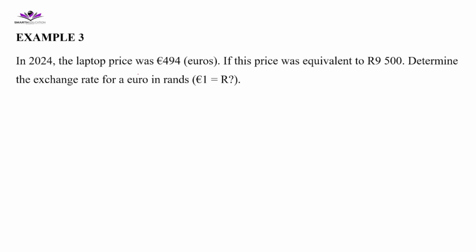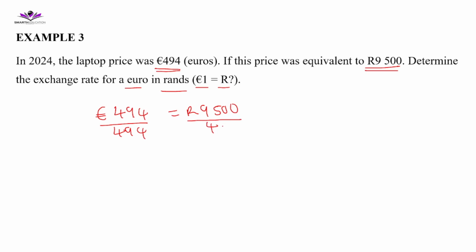In 2024, the laptop price was 494 euros. If this price was equivalent to 9,500 rands, determine the exchange rate for a euro in rands. So 1 euro is equivalent to how much in rands? So what do we do? We write these are the euros. 494 is equal to 9,500 rands. Then what do we do to get 1 euro? We have to divide by 494. We must also do the same this side, divide by 494.